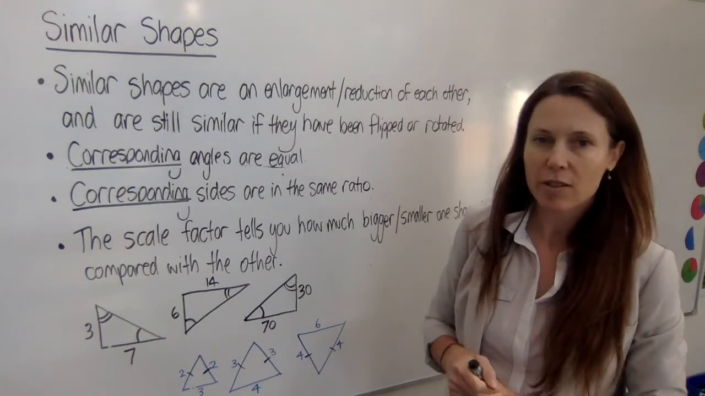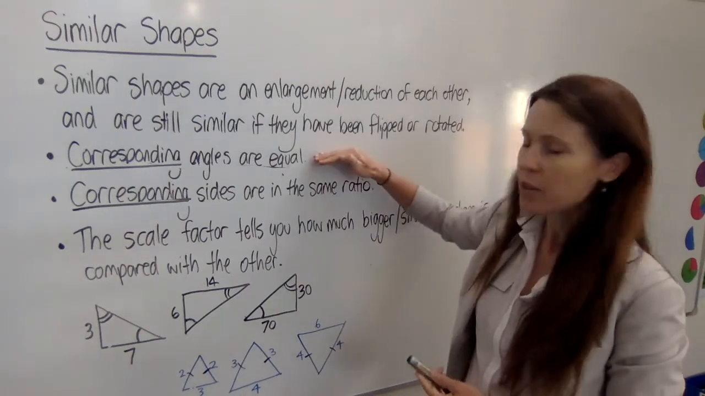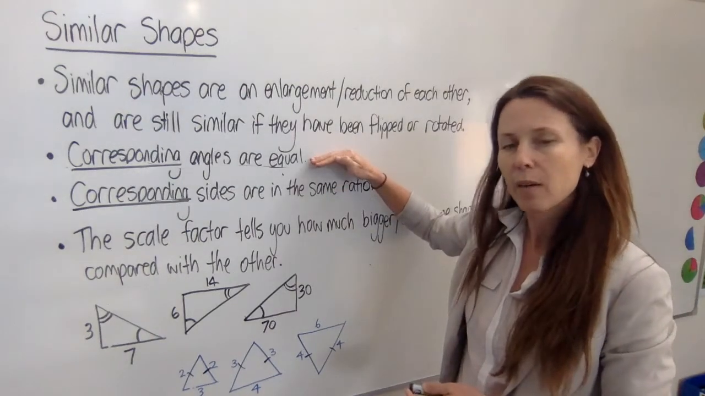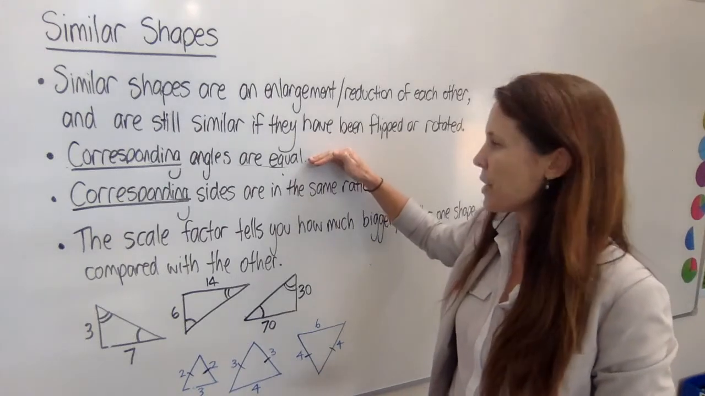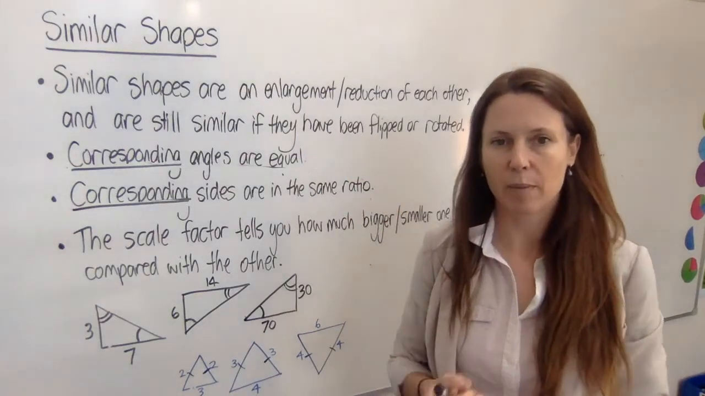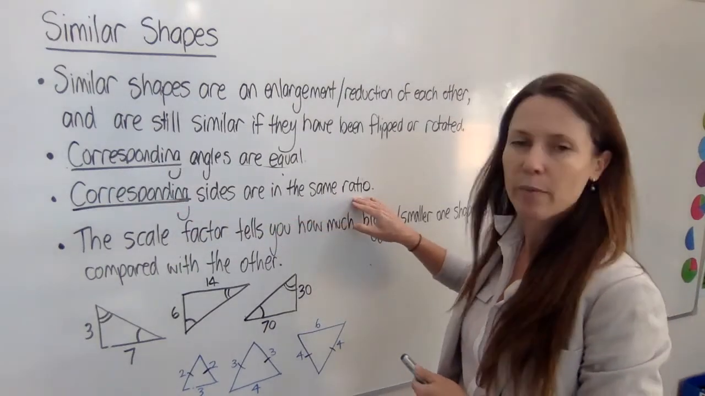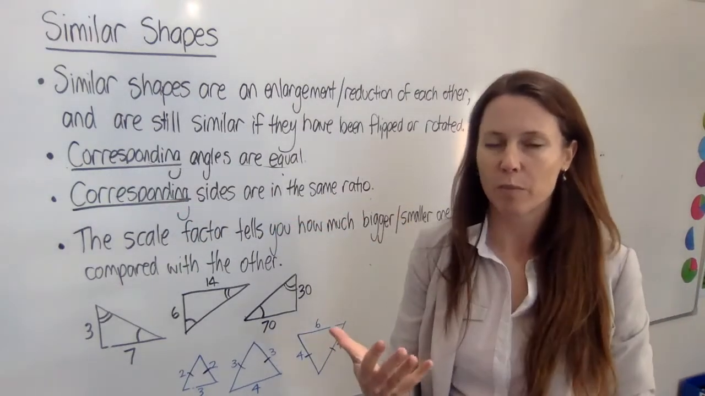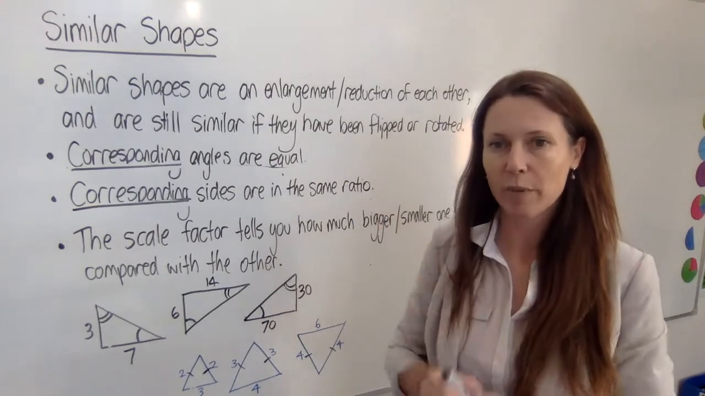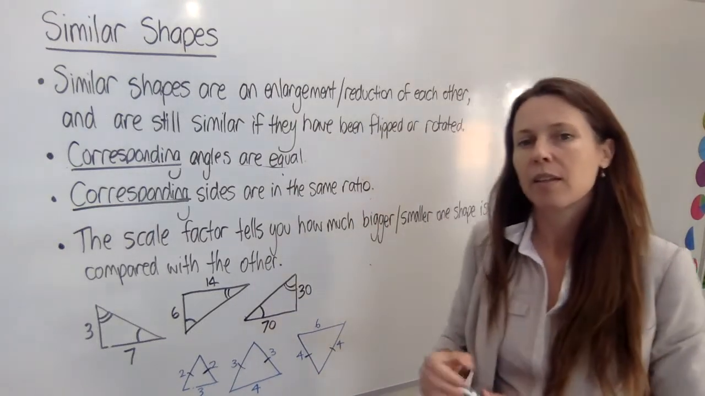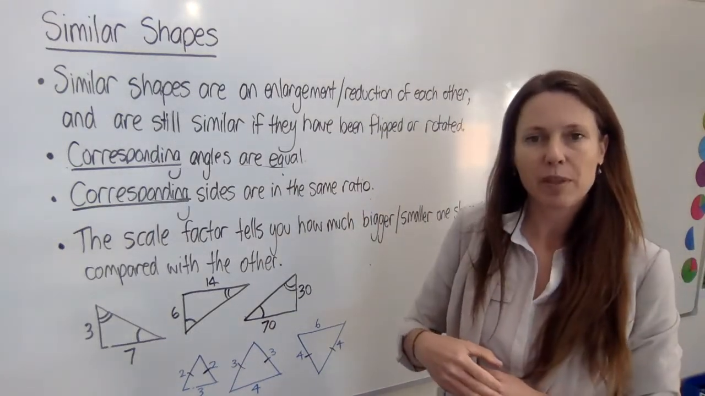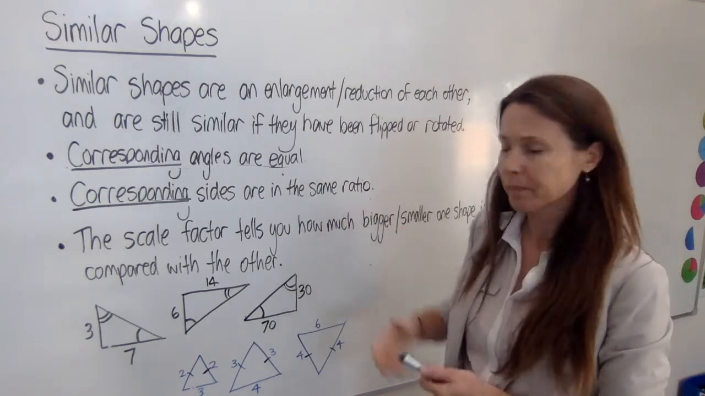Now, the key features of similar shapes. The corresponding angles are equal. Now, what do I mean by corresponding? Well, I mean the angles in the same part of the shape are equal. The corresponding sides are also in the same ratio. Obviously, they don't have to be equal, because if you've made the shape bigger or smaller by enlarging or reducing it, the sides won't be the same, but they'll be in the same proportion.